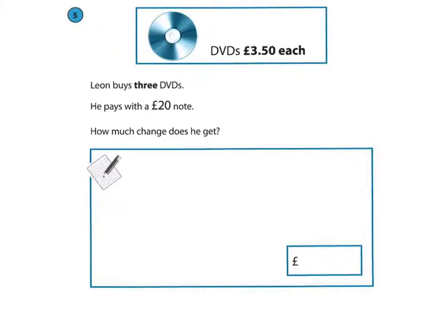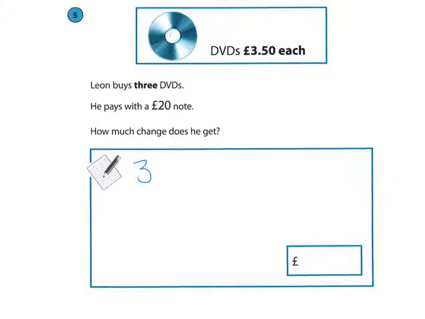Question 5. Leon buys 3 DVDs. He pays with a £20 note. How much change does he get? If we have a look at the information, we can see DVDs are £3.50 each. We first of all need to work out how much 3 DVDs is going to cost.